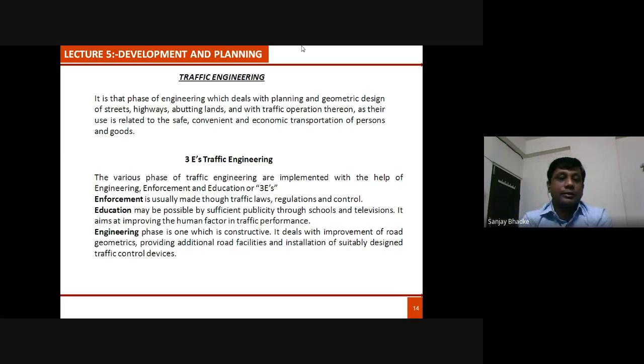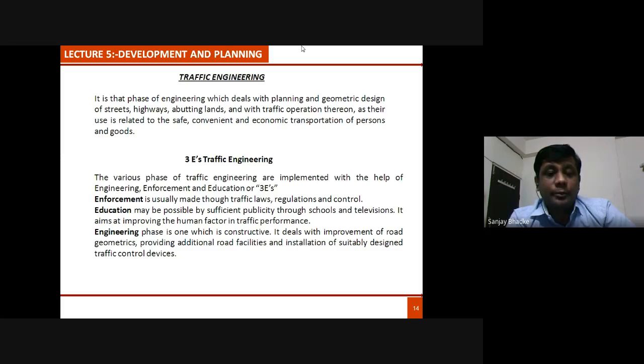So what do you mean by enforcement? Enforcement is usually made through traffic laws, regulations, and control. The person who is using the road should follow all the rules and regulations and all the traffic laws. Once someone follows the traffic laws, obviously there are more chances of safety.